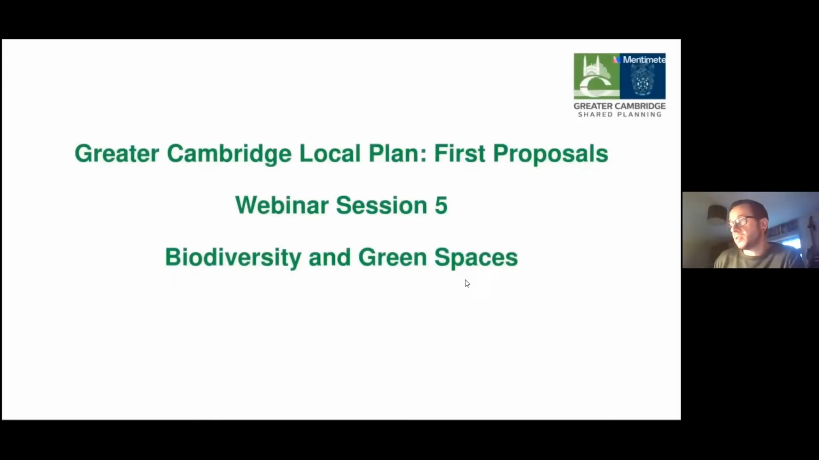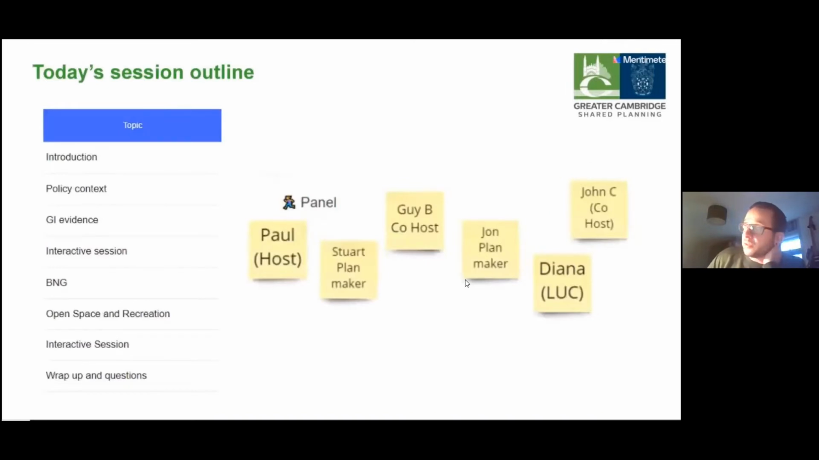What I'm going to do now is move straight over quickly. Just before I do, a little bit of an outline of today's session, so you can get a feel for what it's going to be about. We're going to talk a little bit about policy context and the green infrastructure evidence, and have a little interactive session once that's done. Then talk about biodiversity net gain and finish up on open space and recreation. And we'll have a little interactive session at the end as well. As I said, please do post questions into the chat, and those that we can answer during the session, we will answer as we go along.